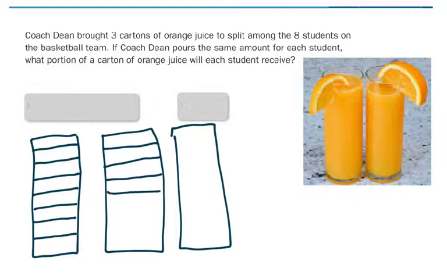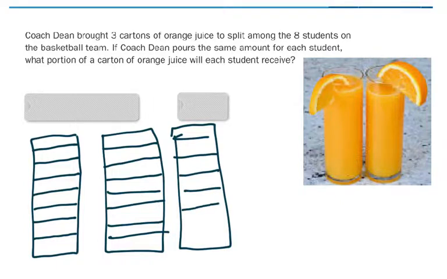7 lines actually gives me 8 equal parts. So now we're going to number. We have 8 students. 1, 2, 3, 4, 5, 6, 7, 8. Each student will get 1 equal part of each carton.